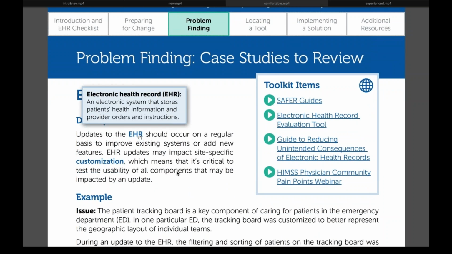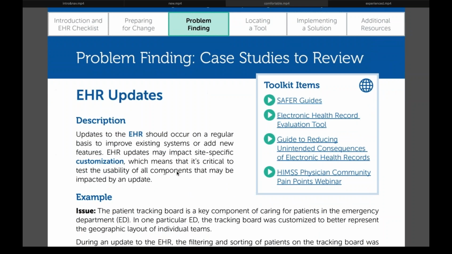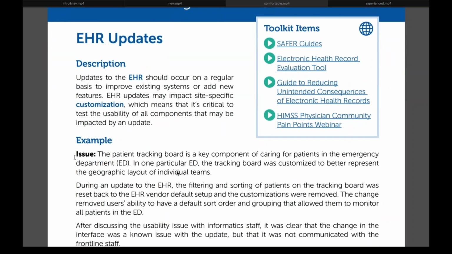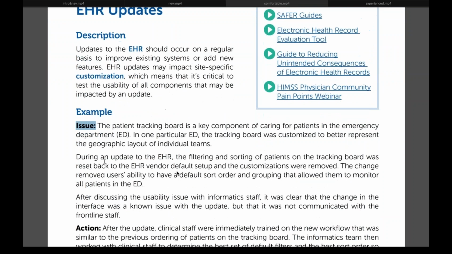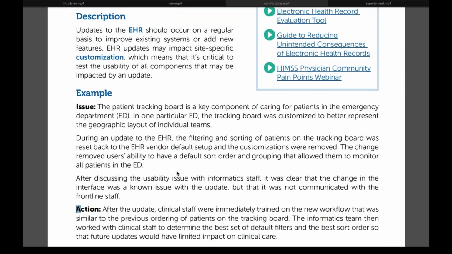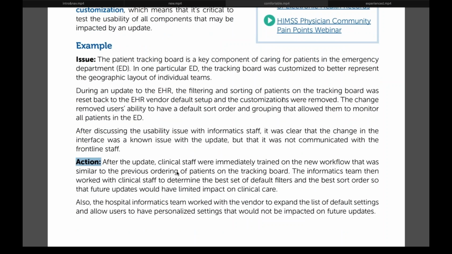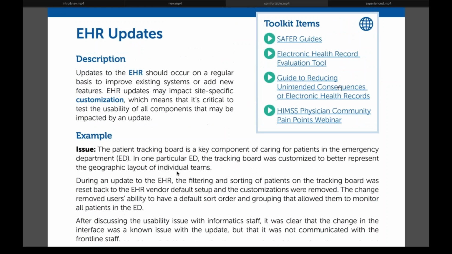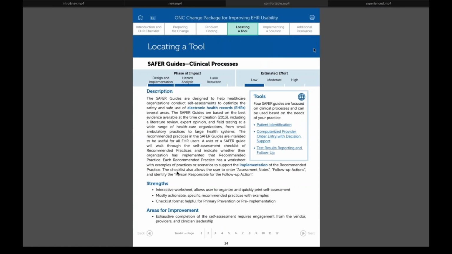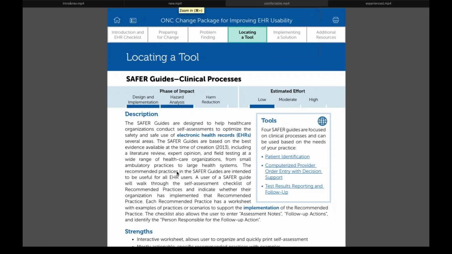Each of the case studies follows a standard format, which includes a description, an example, an issue, and an action within the example, with links to deeper resources listed in the tools section. Here, in this particular example, we've linked out to the Safer Guides tool in the Locating a Tool section to demonstrate how these pages are structured. So, jumping from one section to another within the guide to show how those interlinkages work.